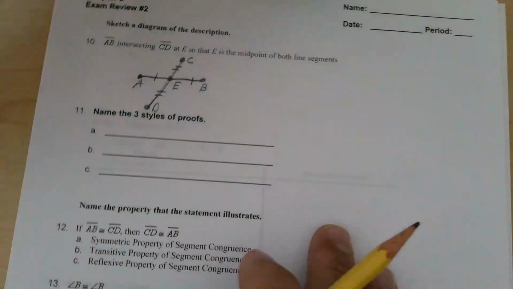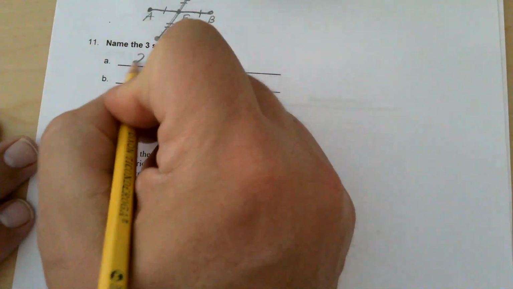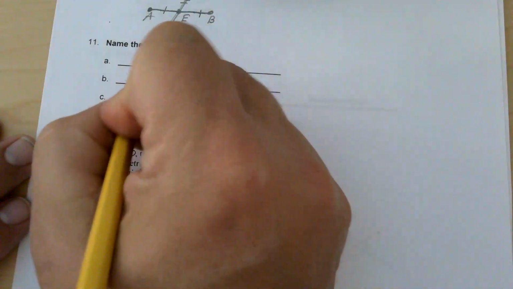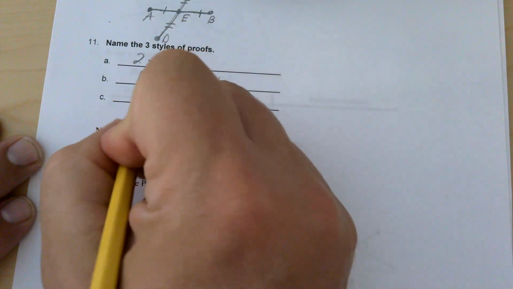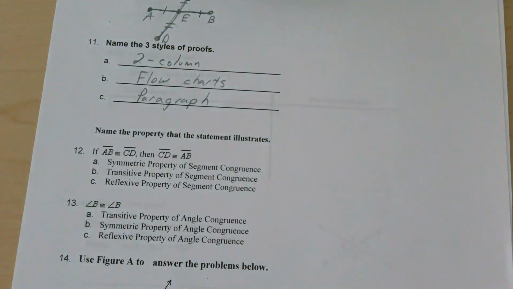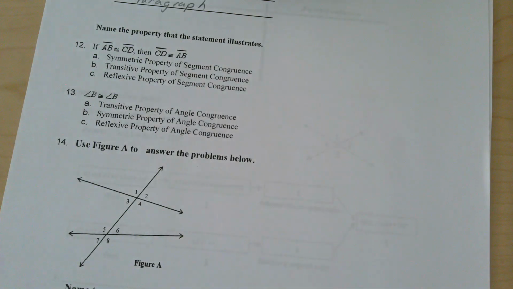Okay. So then the next question we saw before, but we want to make sure you realize there's 2 column proofs. That's my favorite. Then we have flow charts. And then we can have a paragraph. So just make sure you realize that there are 3 types of proofs, 3 styles of proofs. Okay. Here, we've done this many times in Big Ideas. We see that we're using the symmetric property. Symmetric property of congruency. And these are segments.